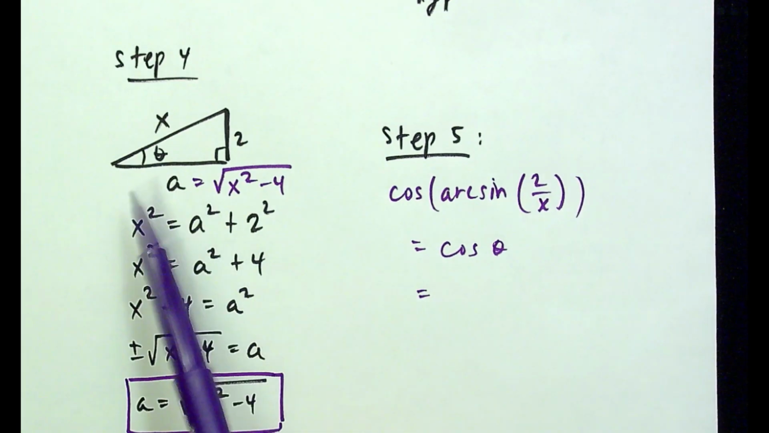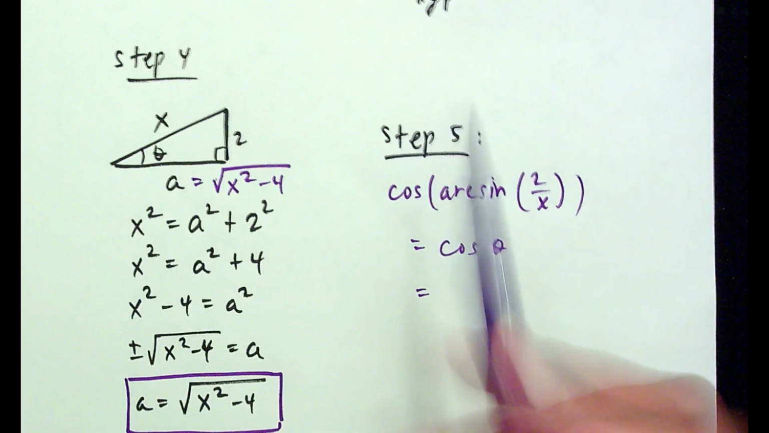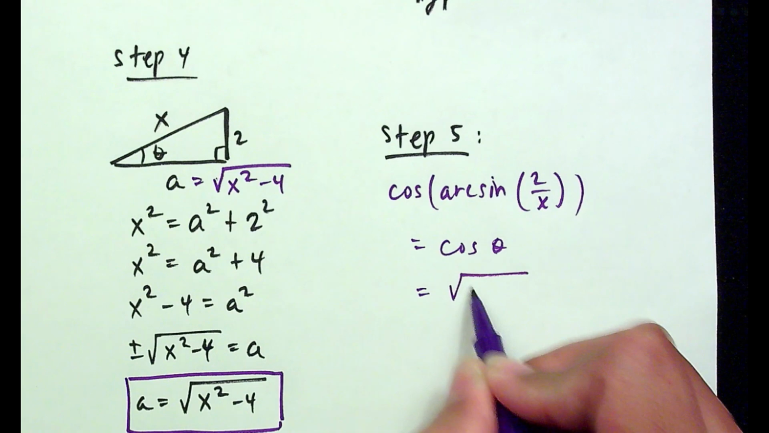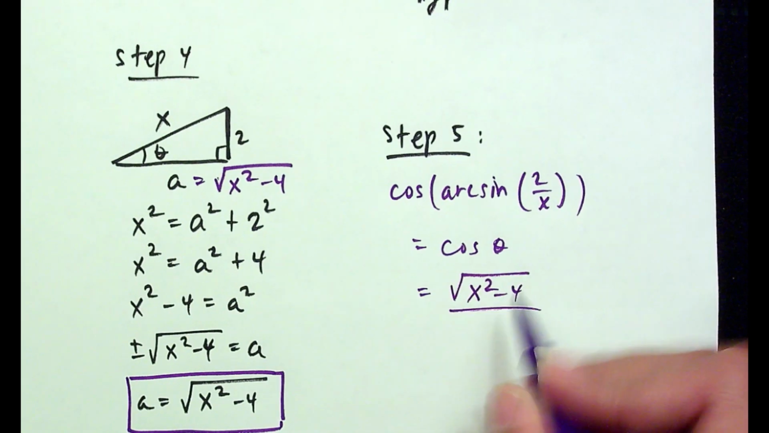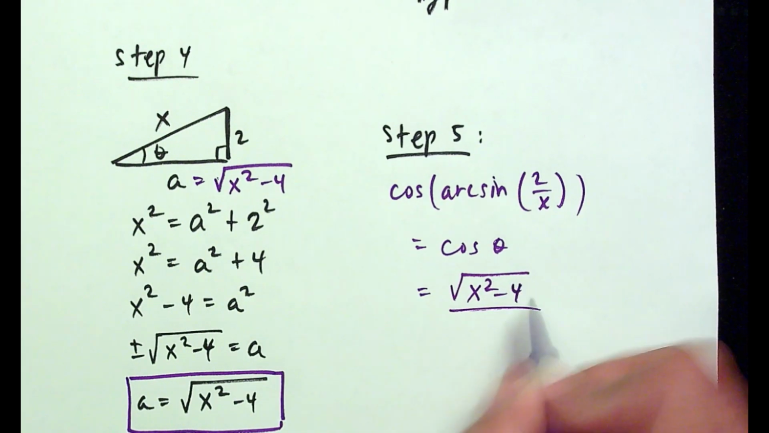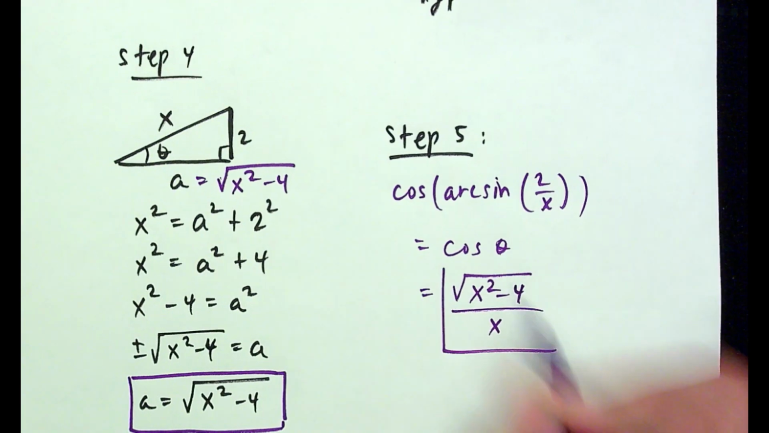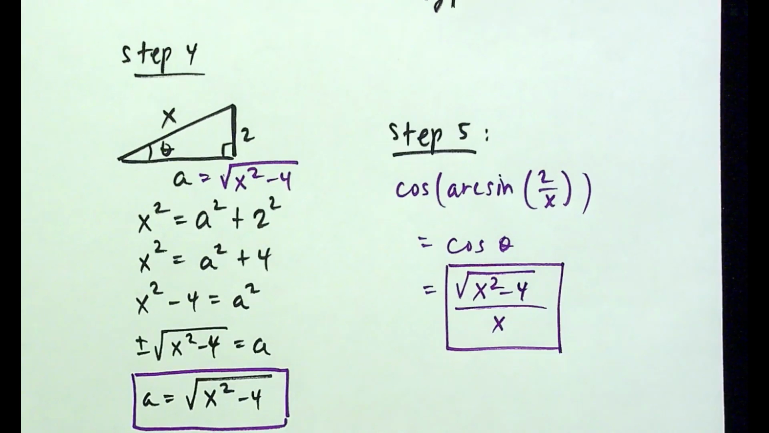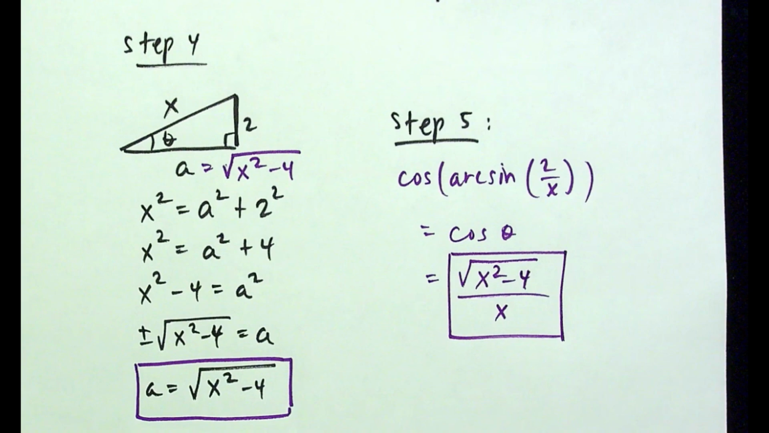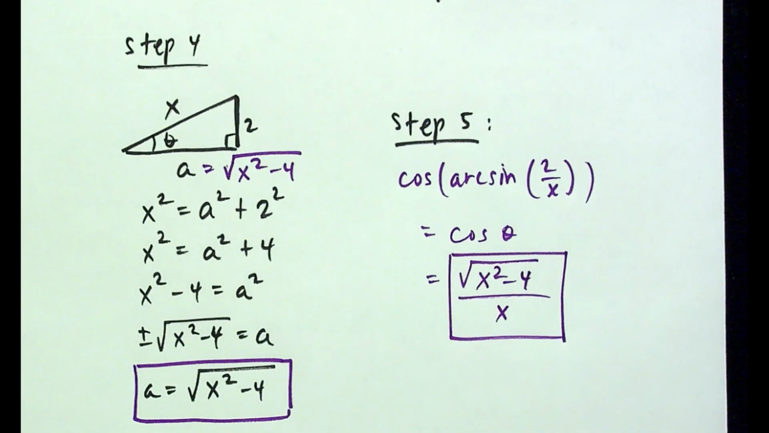From this picture, it would be adjacent over hypotenuse. Adjacent is square root of x squared minus 4. Hypotenuse is x. So the answer is square root of x squared minus 4, all that over x.